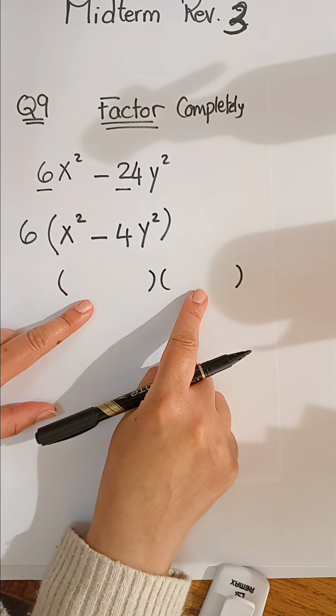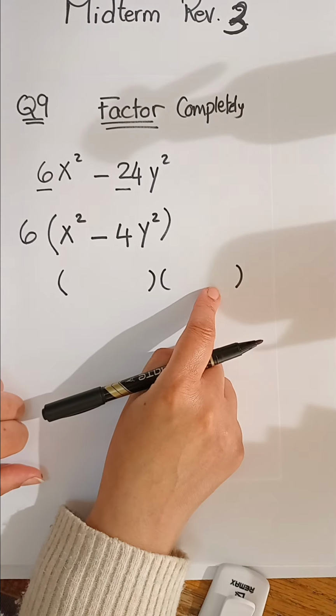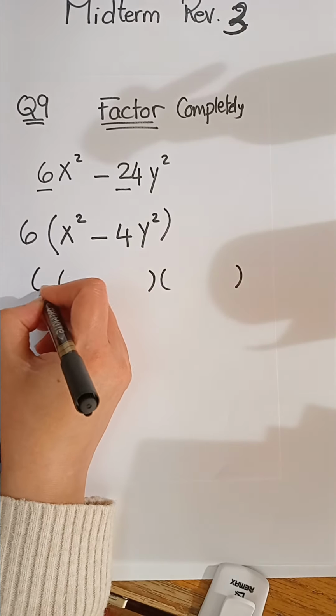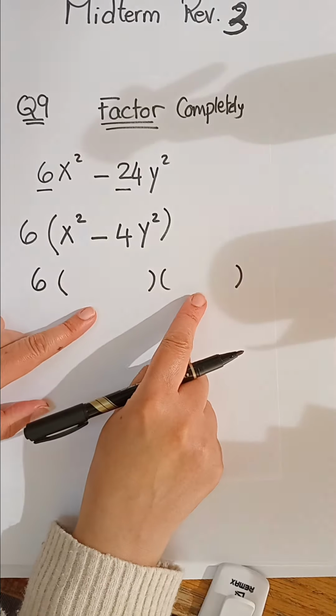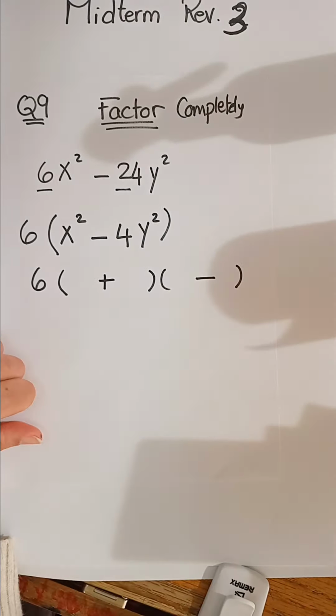So I open two parentheses. I'm going to use the difference of two squares method. I'm going to open two parentheses. I'm not going to forget to bring down the 6 as it is. The two parentheses, one of them will have a positive sign and the other will have a negative sign.